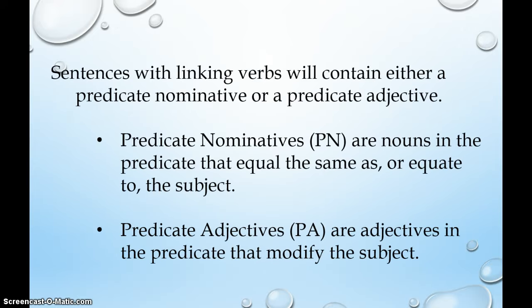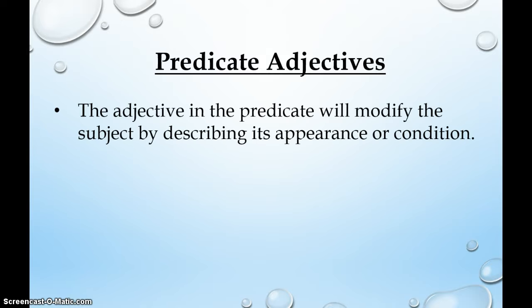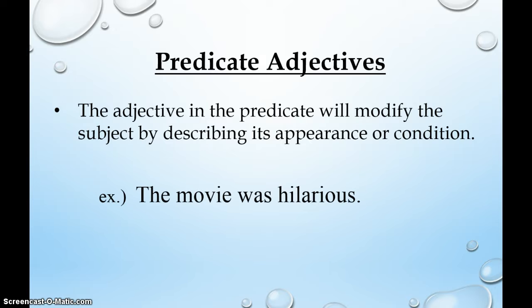Predicate adjectives, or PAs, are adjectives in the predicate that modify the subject. Again, let's step aside and look at predicate adjectives more in depth. The adjective in the predicate will modify the subject by describing its appearance or its condition. Let's look at the example.